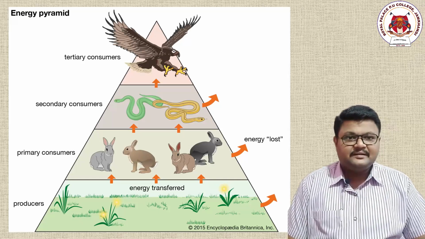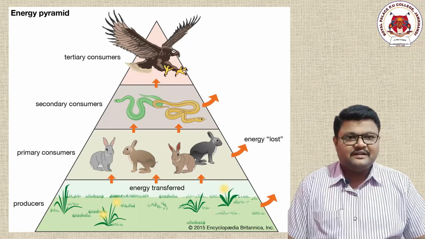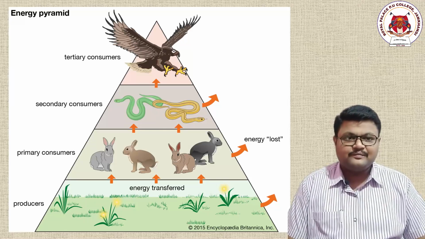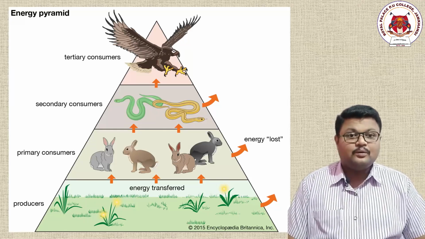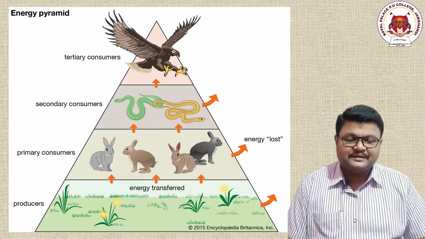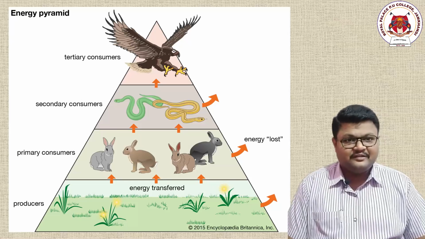This eagle can eat snakes and can eat rabbits. But right now, taking this example, we'll consider that they eat snakes. They are also heterotrophs, and they also depend on other organisms for their growth and development. They cannot produce their own food. So those organisms that feed on secondary consumers are called tertiary consumers. I hope you are getting it. These organisms have got more energy, more potential than the secondary consumers.